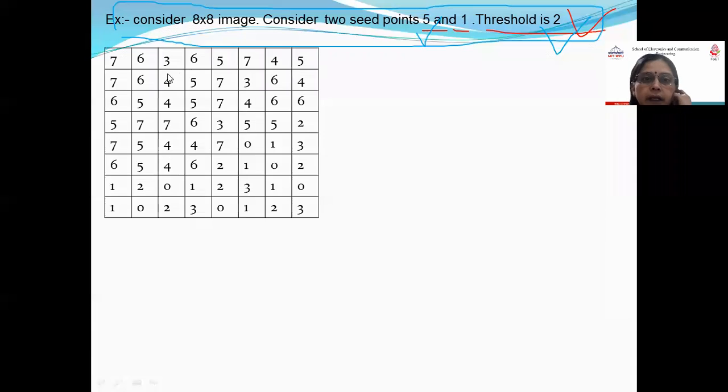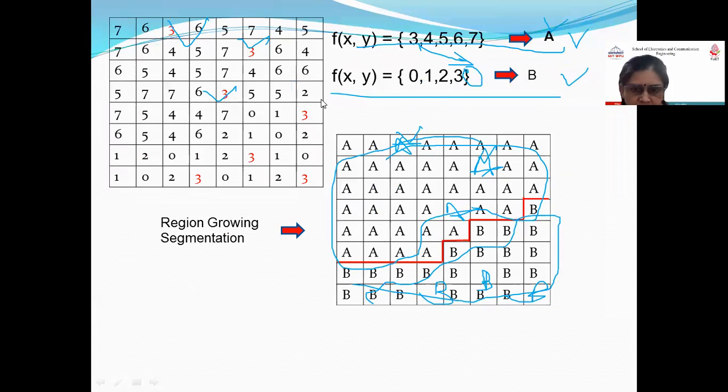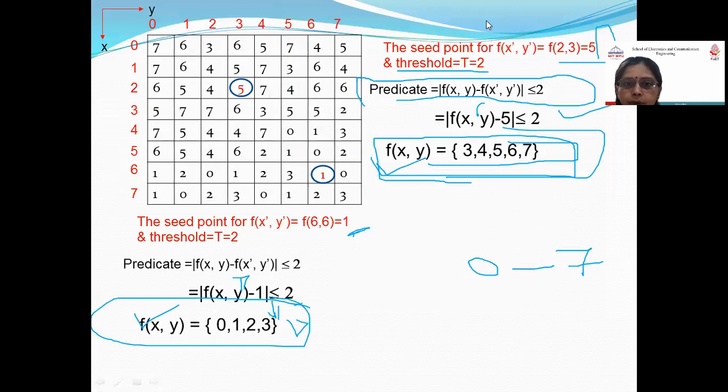So this is one more example here. Consider 2 points 5 and 1 as seed and you can proceed, and predicate used is threshold is less than 2. So we can start with this particular seed and we can take the differences. If the difference is less than or equal to 2, we add the pixels in the same group. So all these pixels, they will be added in the same group as shown here.